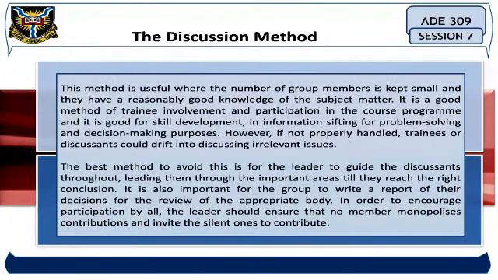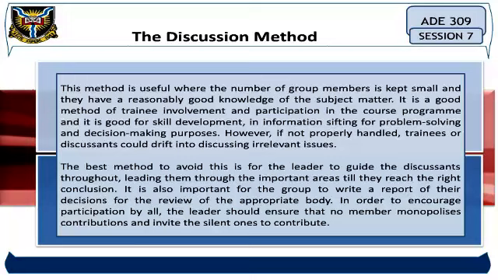This method is useful where the number of group members is kept small and they have a reasonably good knowledge of the subject matter. It is a good method of trainee involvement and participation in the course program, and it is good for skill development in information shifting, for problem solving and decision making purposes. However, if not properly handled, trainees or discussants could drift into discussing irrelevant issues.